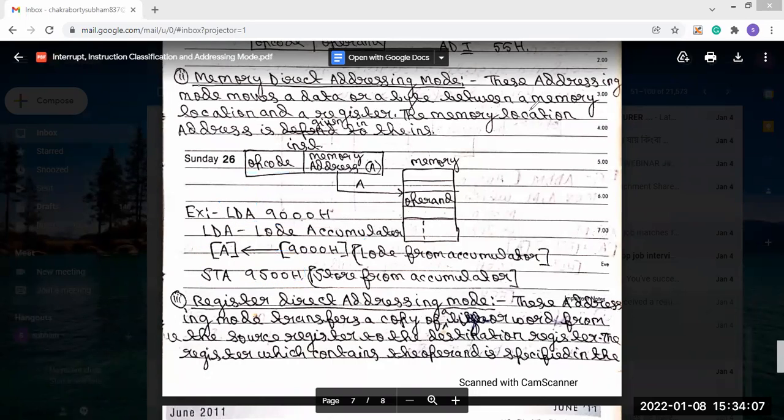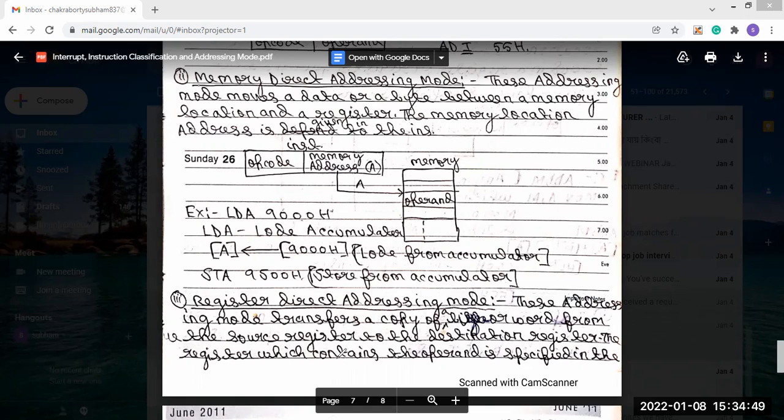This is the case of the memory direct addressing. Then the register direct addressing mode. So what is the register direct addressing mode? From the name, we can say that this addressing mode transfers a copy of a byte or a word from the source register to the destination register. That's why it is called the register direct addressing mode. That means the register will be there.